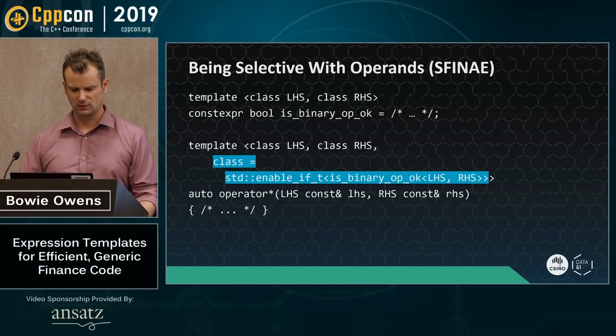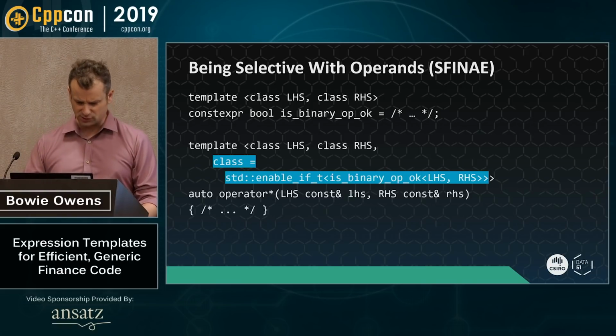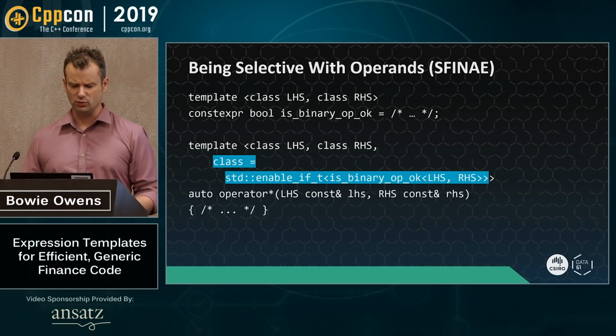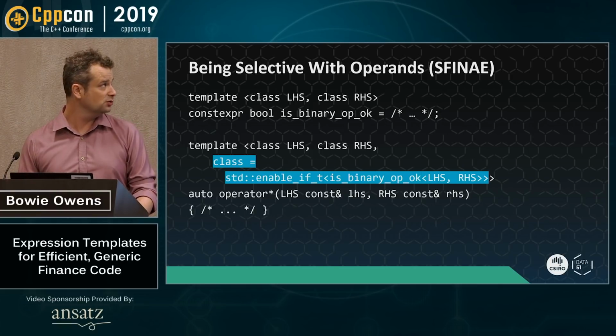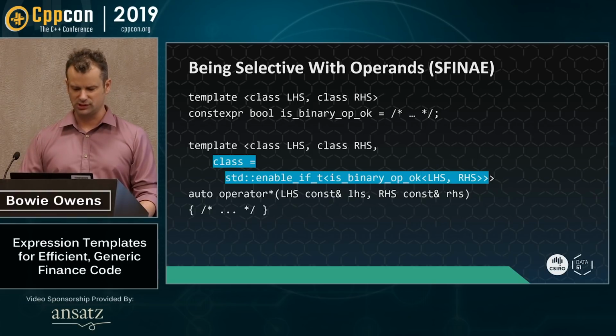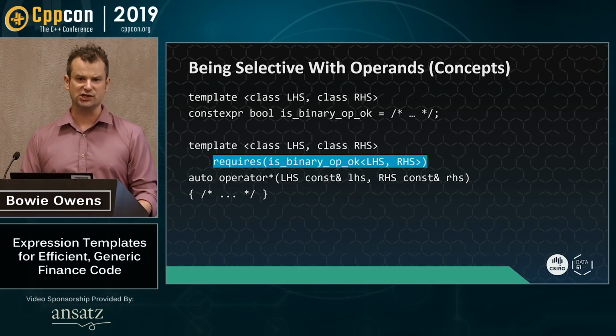Okay. Now, for SFINAE, we use an unnamed type parameter with the default value involving std::enable_if to enable our operators only if that predicate is true. Okay, so the only C++20 I have in this talk at the moment is this slide. So with C++20 concepts, we can use requires instead of SFINAE. Essentially does the same thing, but it's a bit nicer syntax.